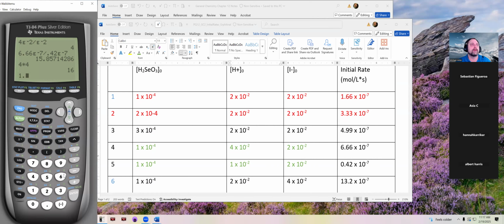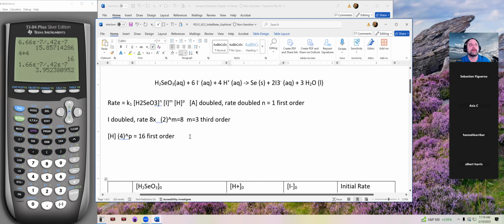Let's look at the rate, 1.66 E minus 7, and we'll compare it to our number 5, which was again 0.42 E to the negative 7. And I got 4. Now remember, we didn't have 4 times that concentration. So we had twice the concentration. And no, I missed that earlier. I wrote that was twice the concentration. So this 2 to the p came out to be 4.